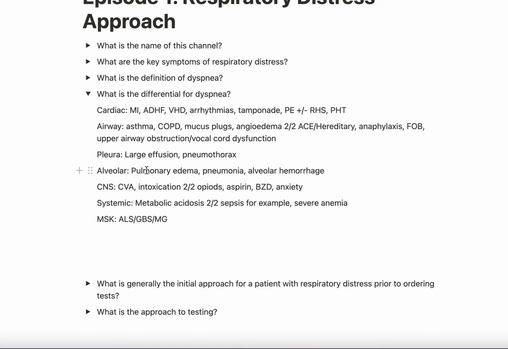In the alveolar component, we have edema, pneumonia, hemorrhage that can be a potential contributor. And then CNS-wise, cerebrovascular accidents, things like that, along with some other causes. Systemically, metabolic acidosis, secondary to sepsis, for example, but you can think about other causes of metabolic acidosis as well. And then more MSK: ALS, Guillain-Barré syndrome, and then also myasthenia gravis.